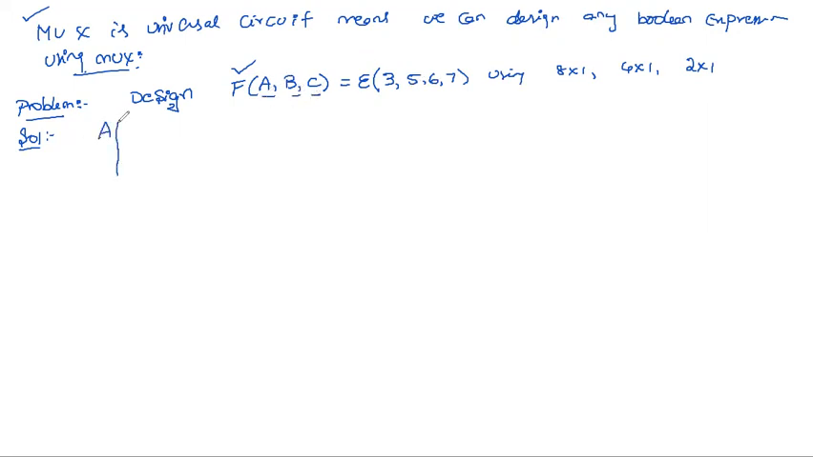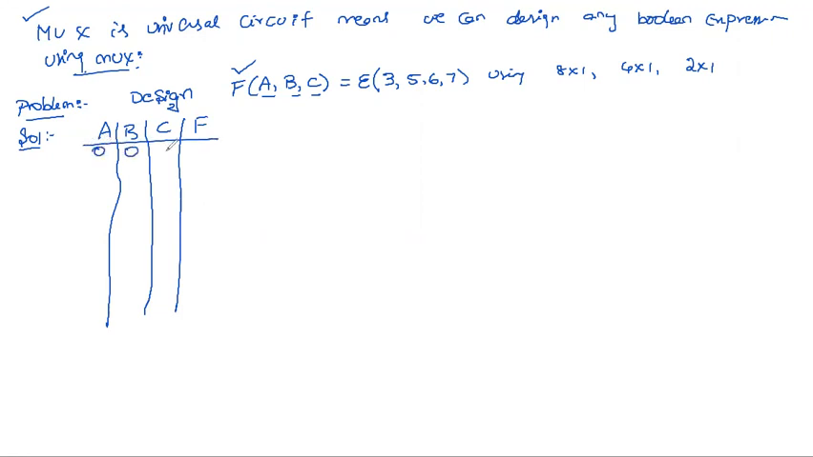So first write the 3 variable function: A, B, C and F. 0 0 0 0, 0 0 1 0, 0 1 0 0, 0 1 1 1, 1 0 0 0, 1 0 1 1, 1 1 0 1, 1 1 1 1. Okay, now 3, 5, 6, 7 are ones, remaining all are zeros. Now you have to implement using 8 by 1, 4 by 1, 2 by 1.